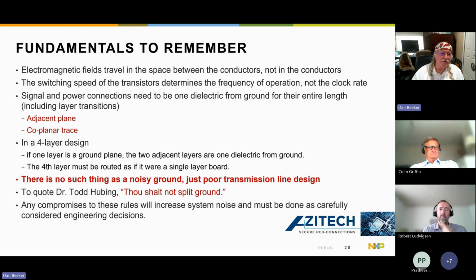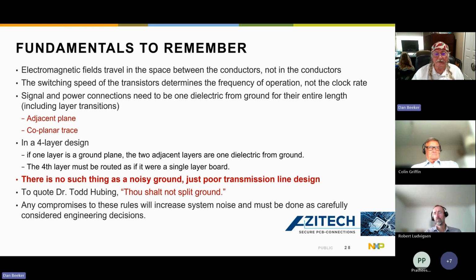I hear things about noisy ground. I saw something on LinkedIn this week about what is the noisy node. There is no noisy node. Noise is a space. There's no such thing as noisy ground because ground is one conductor. It doesn't know what to do because it doesn't control anything. Noise is unwanted changes in voltage in a dielectric. So if there's noise, it's because there's a poor transmission line design.